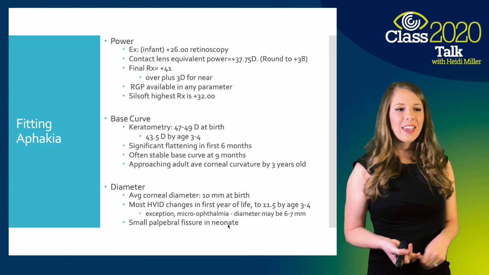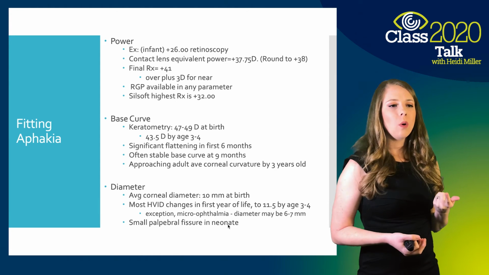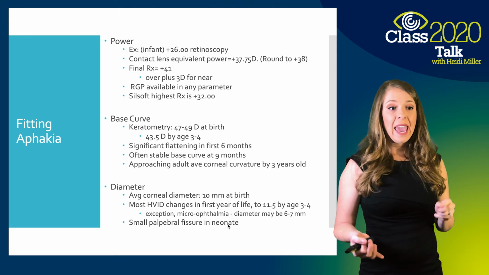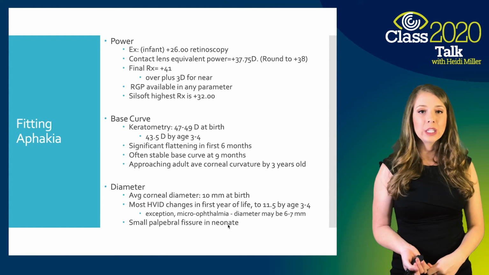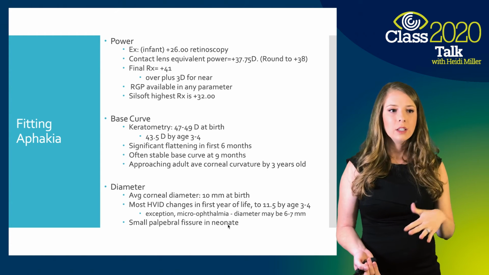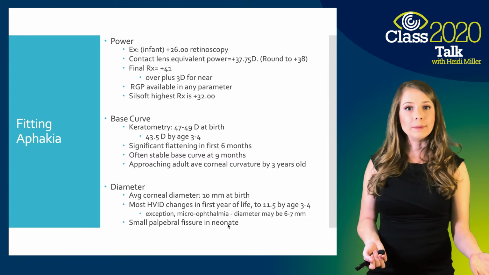When we're fitting aphakics, I wanted to use an example here on things to think about. So let's say you have an infant that comes in, they're plus 26 with retinoscopy. And so when we vertex that to a contact lens equivalent power, we get 37.75. So if we round that to 38, you've got to add your 3 diopters for the near. So now we're looking at plus 41.